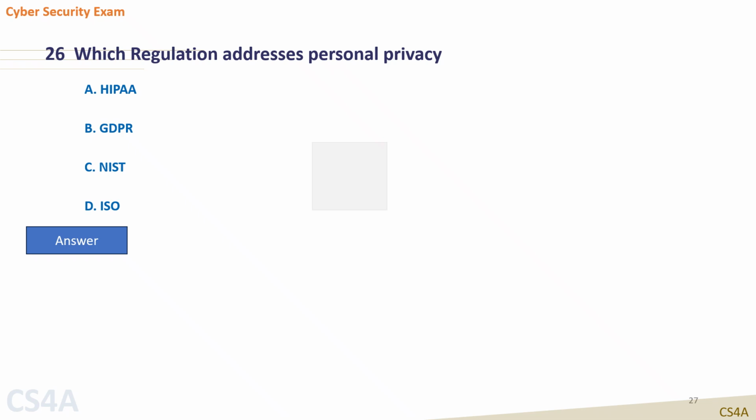So here the question is, which regulation addresses personal privacy? The keyword is regulation. NIST and ISO are standards, so we can eliminate them. We need to select from A or B, HIPAA or GDPR. HIPAA is used to protect private and sensitive patient data. It's not about personal privacy. So the answer is B, GDPR.